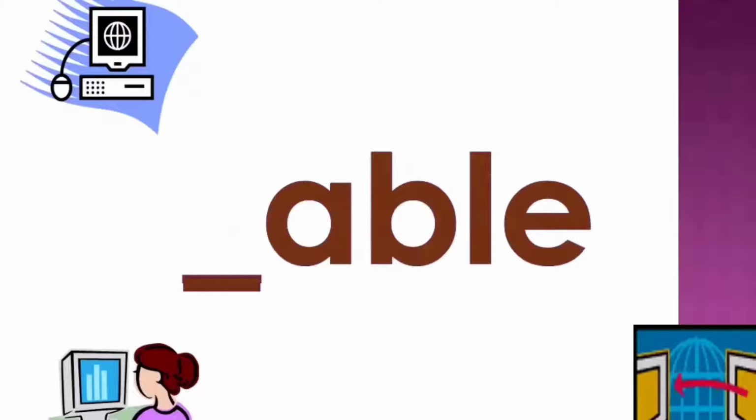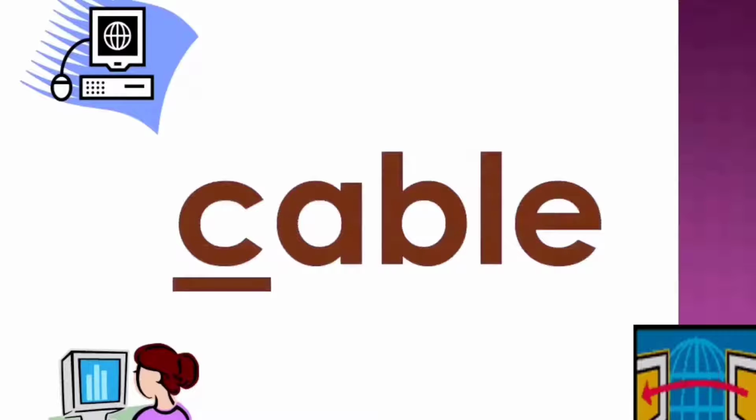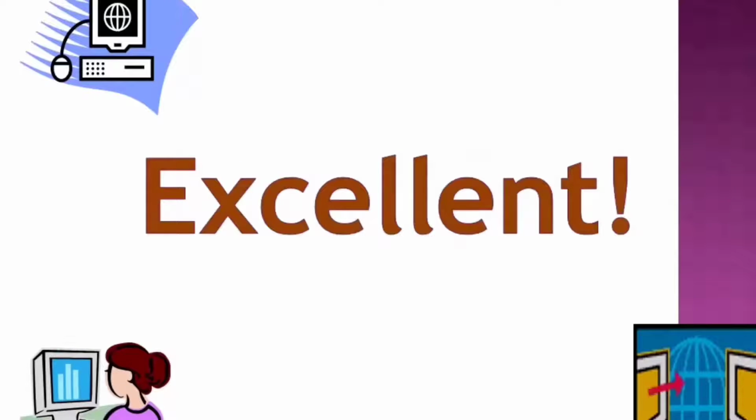And how about this one? This word is cable. Cable. K. What letter is that? You're right. The letter is C. Yes, C is the missing letter for this word. Excellent, kids. Good job.